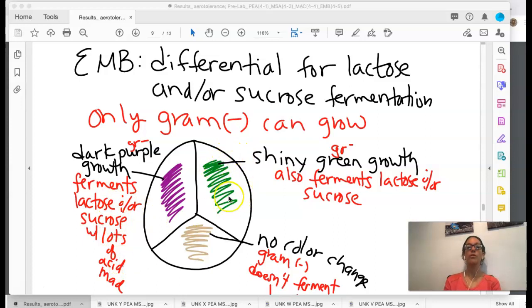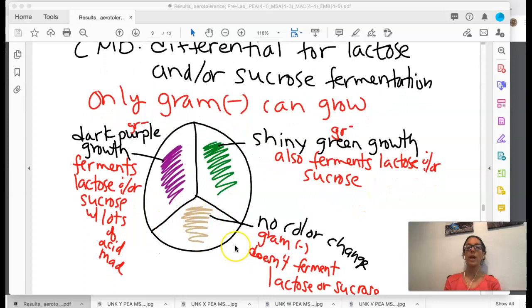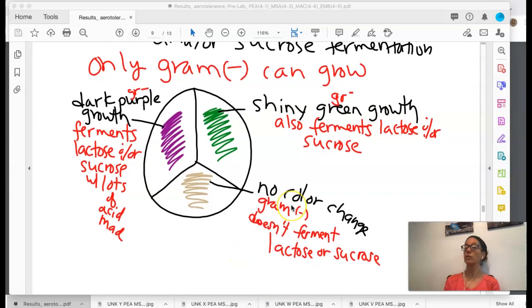If the growth turns a shiny green, it's gram-negative because it grew. That color change also indicates it ferments lactose or sucrose. And if it grows well but has no color change, still gram-negative, but it doesn't ferment lactose or sucrose. And if we had a fourth quadrant with inoculation that did not grow, all we could say would be that that microbe is gram-positive. Without good growth, we cannot determine whether or not it ferments.